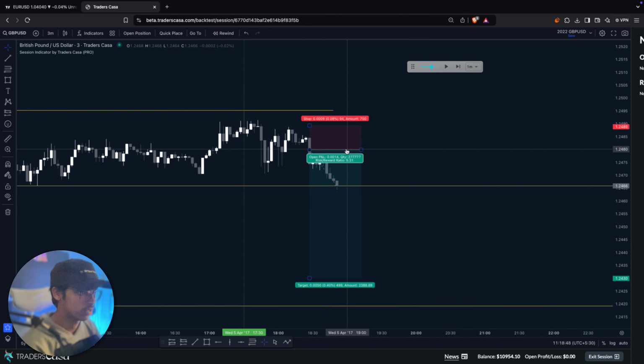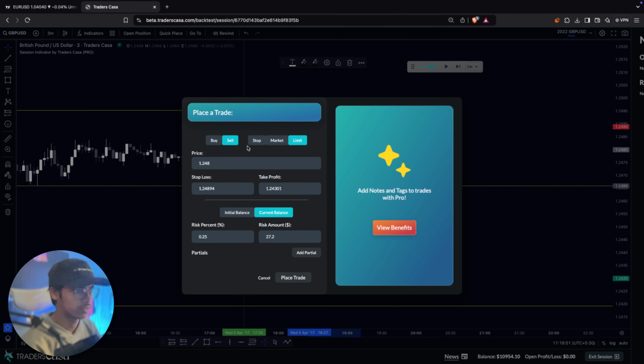If the price comes back to that point, it's fine. Otherwise, I'll not take an entry. Sell limit, current balance 27, 25. I'll say $20. Nah, 15 is okay.